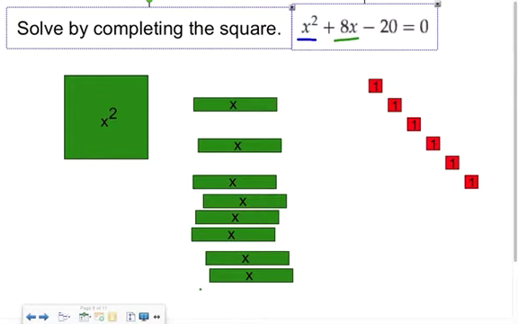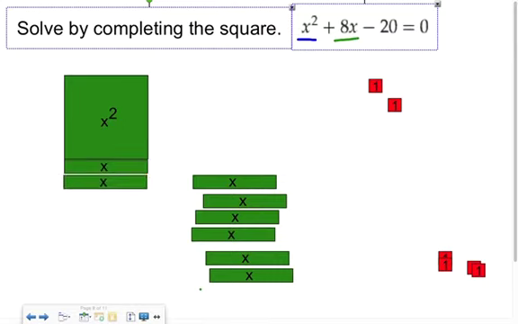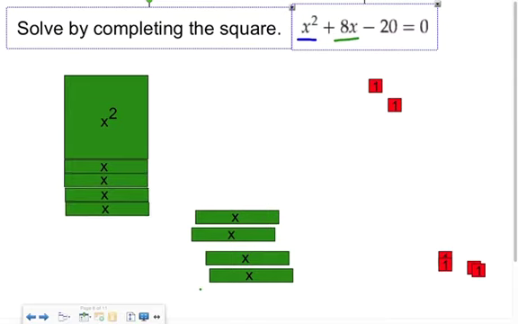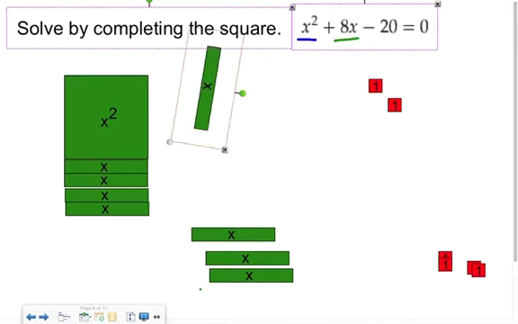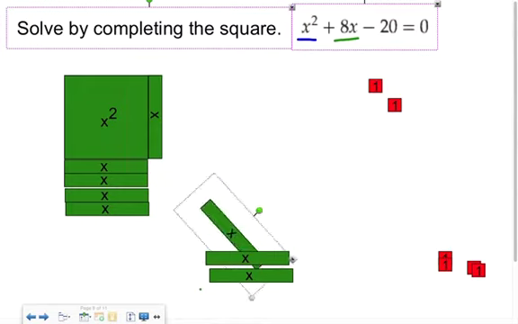Now, if you actually had these tiles in front of you and I asked you to arrange those tiles and figure out how many of these little 1 tiles it would take in order to make a square, what I would hope that you'd realize is I need as many of these on this side of the x squared as I need on this side of the x squared.